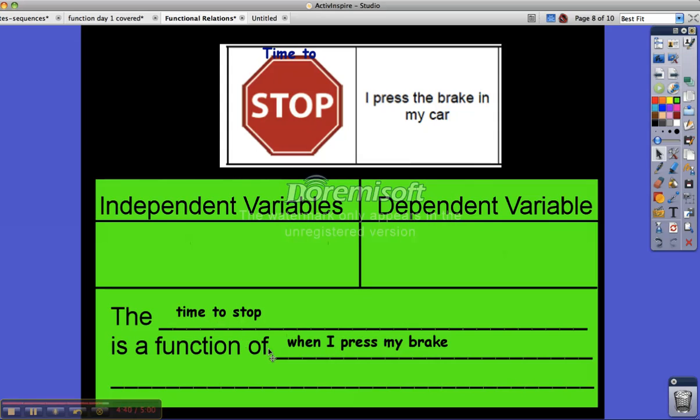Continuous or discrete? Continuous. Yay, because it continues forever. The faster I push my brake, even if it's like a millisecond faster, should stop my car faster. Okay, that's it.